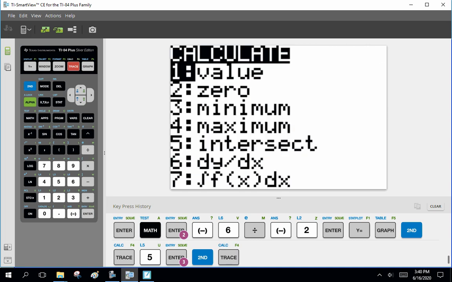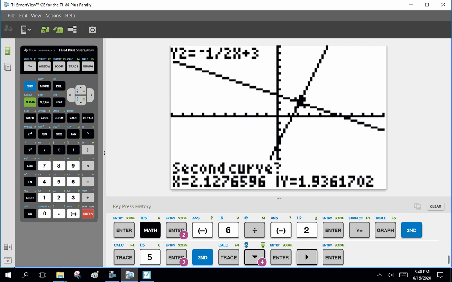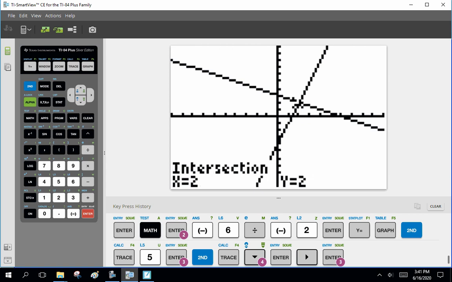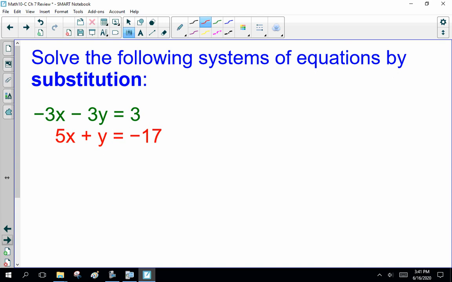Second, calculate. Number 5, the intersect point. And you scroll over to roughly where the intersection is. You go first curve, yes. Second curve or second equation, yes. Guessing, somewhere around 2, yes. One more time. X is 2 and y is 2. So I did have it right, even though I drew the wrong graph. No, I caught my mistake and I learned from it.